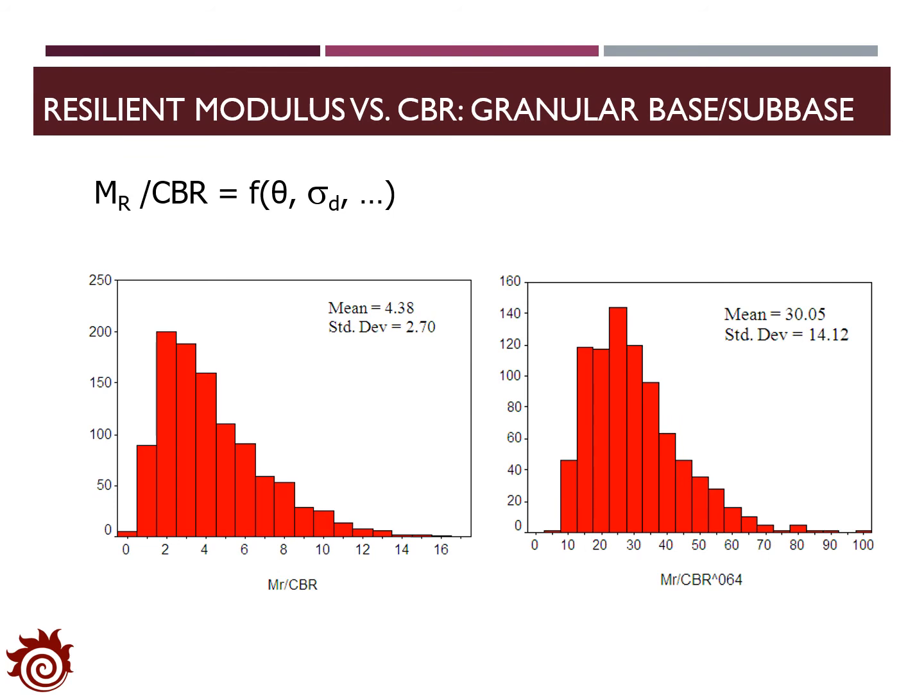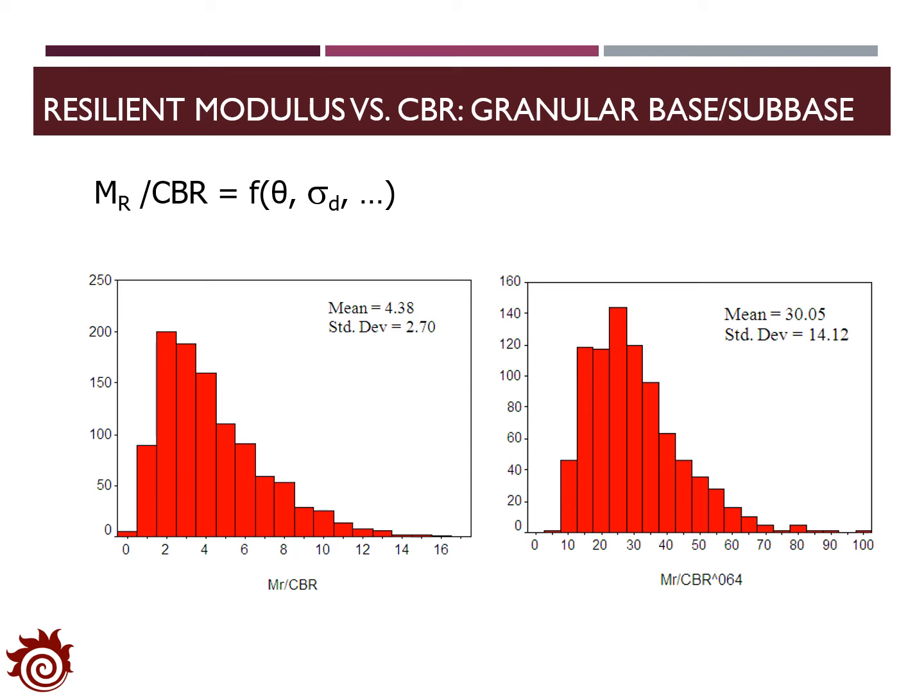For granular base and subbase soil, we don't have a very good model, but we can see that there are a lot of factors affecting the relationship between MR and CBR. We know that MR is a function of the bulk stress and deviator stress, and CBR is affected by the texture, density, and water content of the soil. If we look at the ratio between MR and CBR, we can find that it is a function of a lot of variables.